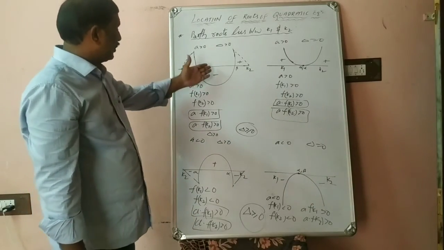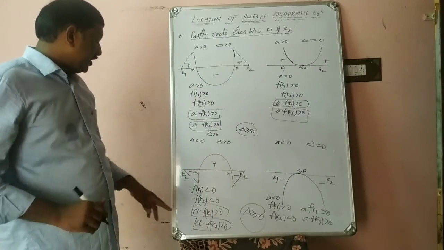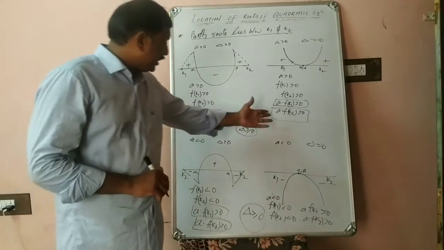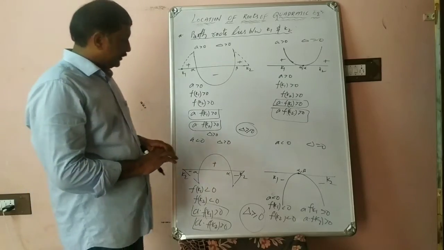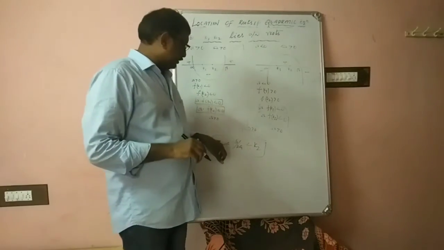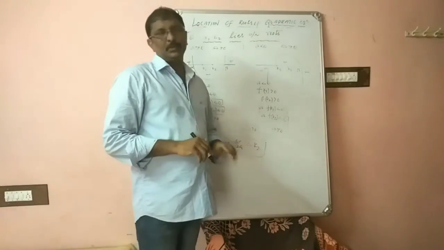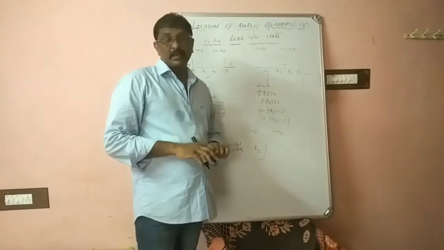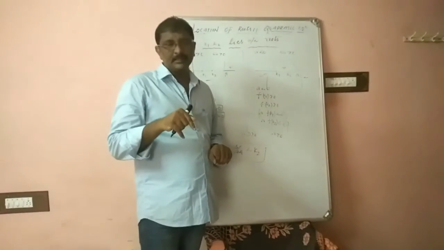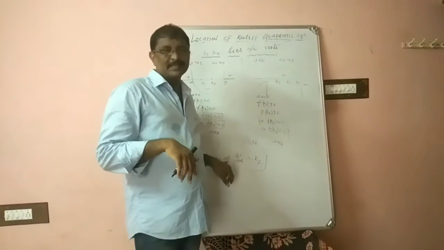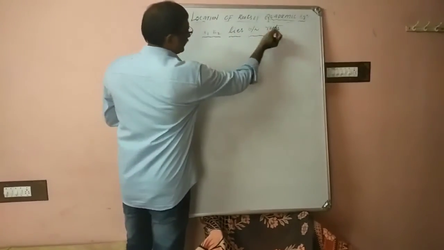So in the above cases, the A greater than 0 case and even the A less than 0 case, A into f of k1 is positive and A into f of k2 is also positive, and delta is greater than or equal to 0, and k1 less than minus b by 2a less than k2. In the case where alpha and beta lie between k1 and k2, minus b by 2a lies between k1 and k2.